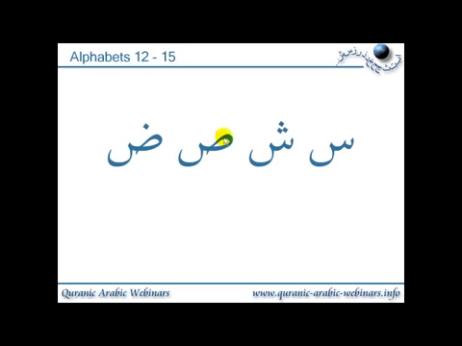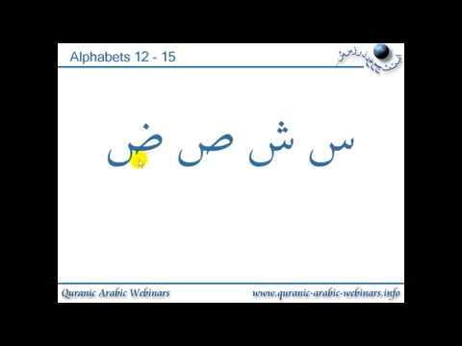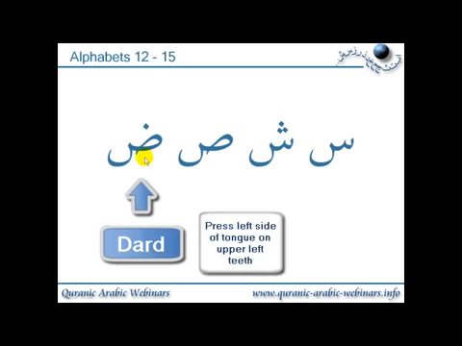These next two have a big loop and a curve. The second one has 1 dot above. So the first one is known as sod. And the second one is known as daad.